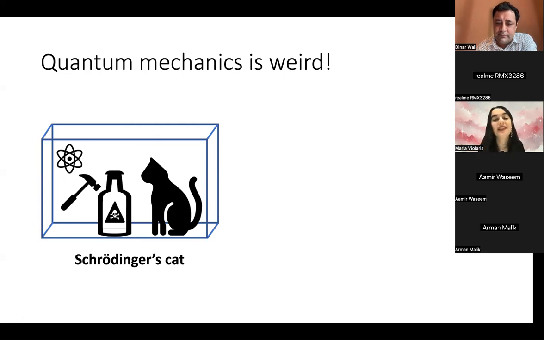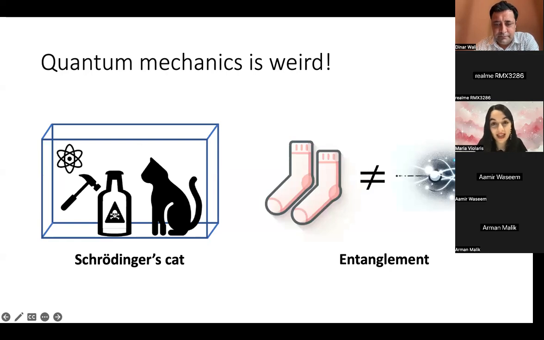And so Schrödinger said, okay, this sounds really weird, sounds a bit crazy, but that's what quantum mechanics says about what happens in the box. So it seemed very strange, almost absurd. But that's one of the consequences: we have superposition in quantum mechanics. And another is that we have entanglement.